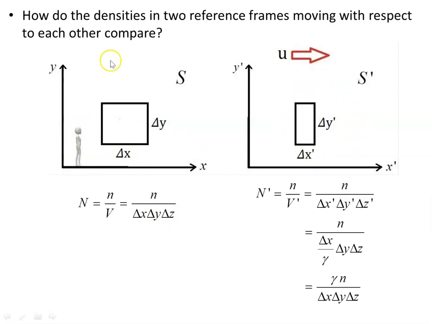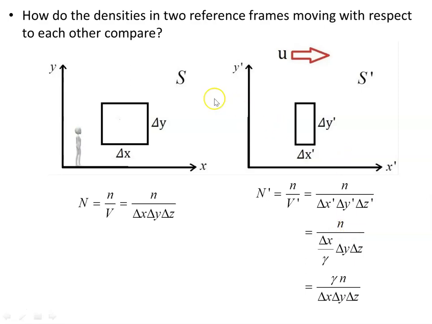So, an identical box moving in frame S prime past S along the common coincident axis, so standard configuration. Here, an observer in S prime would measure n number of particles, same as in this frame here, over V prime, and that would be n over delta x dash, delta y dash, delta z dash. That's an observer in here.